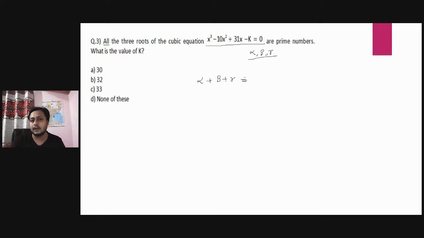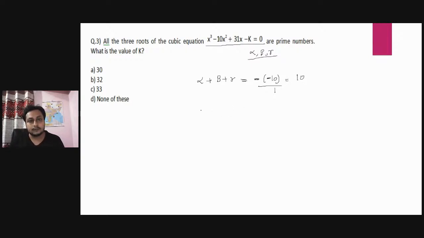One means odd number. That means negative of the coefficient of x square, that is minus 10, divided by a, the coefficient of x cube, that is 1. So the sum of the roots taken one at a time comes out to be 10, right?